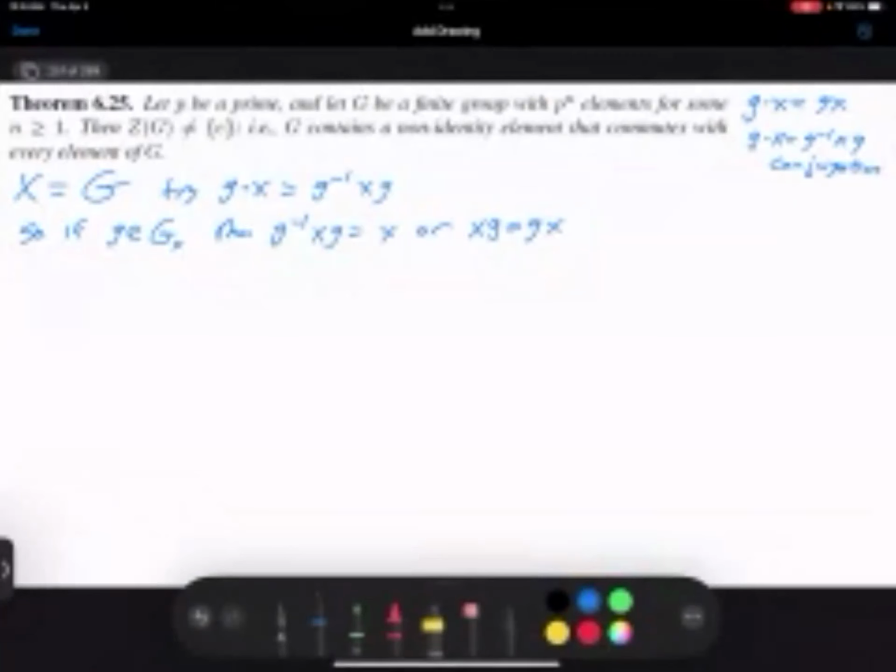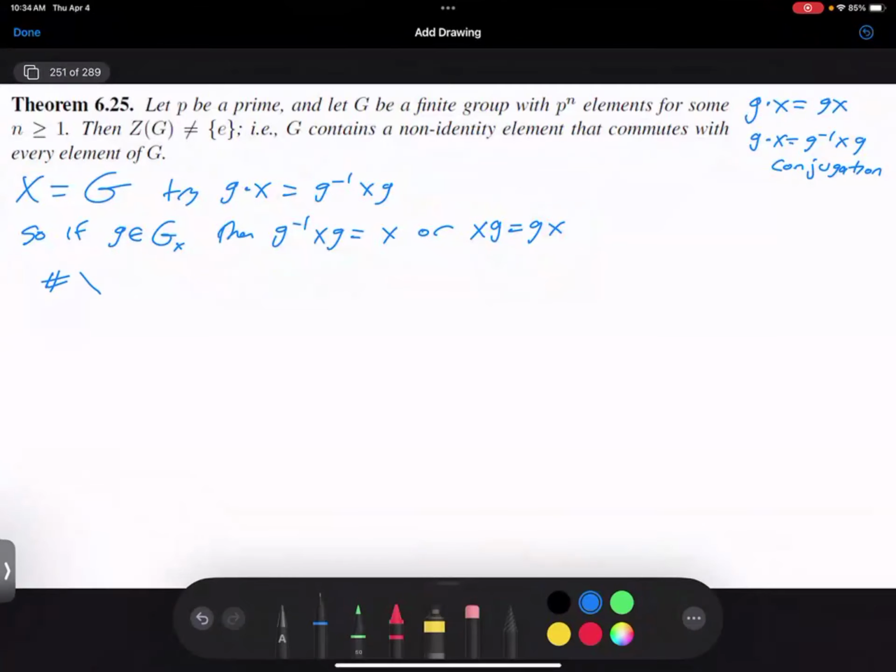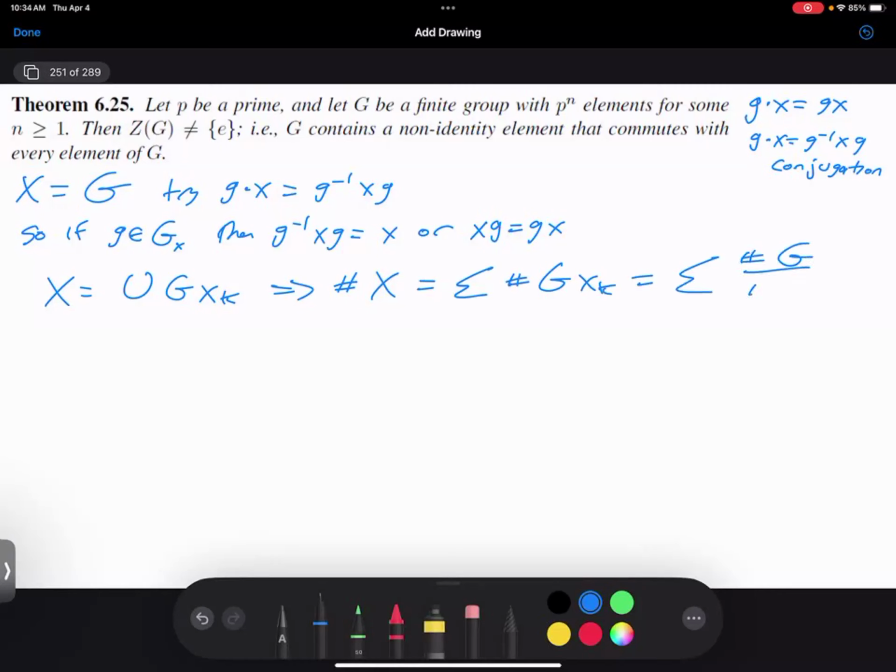All right. So now let's say the cardinality of X is going to be some orbits. We can write X as a union of, say, some orbits, Gx_k. Then using the orbit-stabilizer theorem, the size of X is going to be the sum of the sizes of the orbits, which is going to be the sum of the sizes of G divided by the sizes of the stabilizers. What do we know about the size of X?